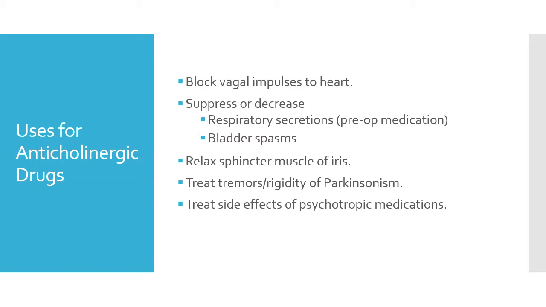So the anticholinergic drugs, they block the vagal impulses to the heart. They can suppress or decrease respiratory secretions, as I mentioned, or help decrease bladder spasms. They will relax the sphincter muscle of the eye or the iris. They can treat the rigidity and tremors of Parkinson's disease, and they help to treat the side effects of the psychotropic medications, the extrapyramidal or EPS symptoms that we see. Let's just go through them momentarily here.